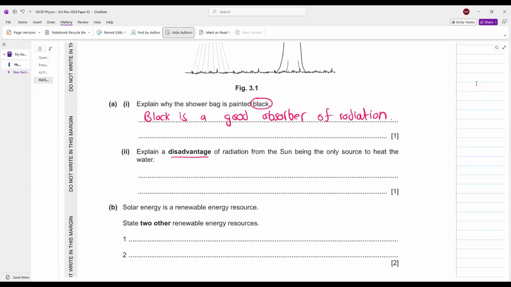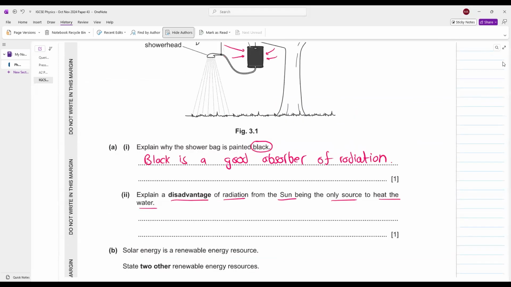Explain a disadvantage of radiation from the sun being the only source to heat the water. What will be the disadvantage of using only the sun for heating? The sun does not appear at night, so you cannot warm up the water. There is no sun at night, so you cannot warm up the water at night.